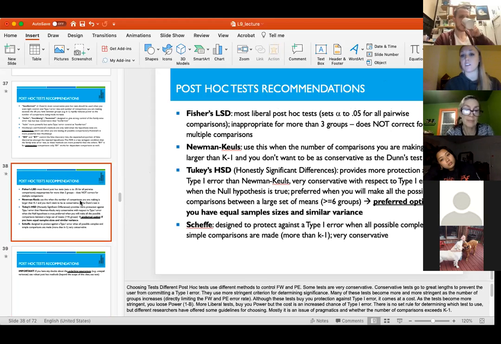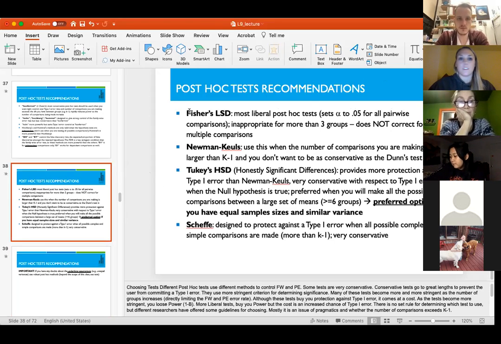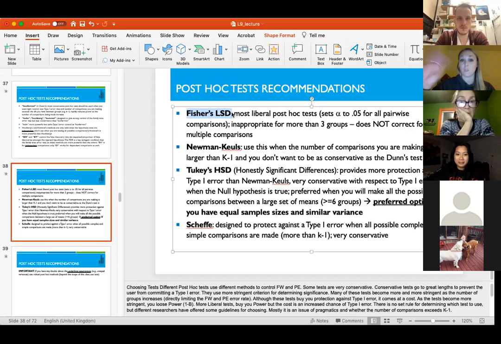So you're going to set yourself up for committing a type 1 error, basically. If your data is not so great and you've violated a couple of assumptions, then definitely don't use Fisher's LSD if you've already got problematic data, because that's going to be the most liberal one. So you don't want to do that. Default to a more strict post hoc test to account for some of your other issues.